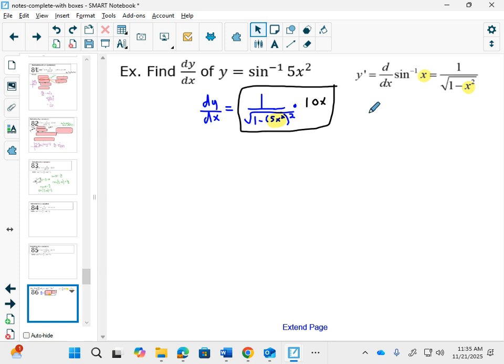And for the main ones, write out the words. Chain rule. Derivative of my outside function. Keep the inside the same. Multiply by the derivative of the inside function.